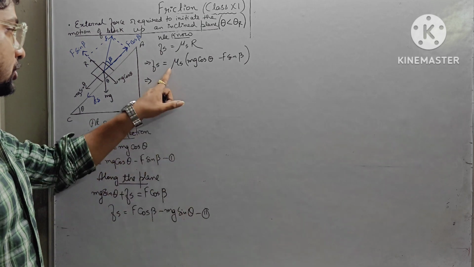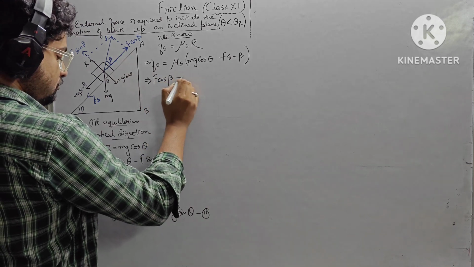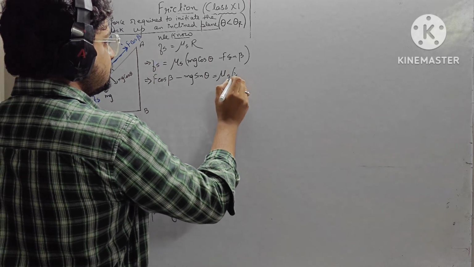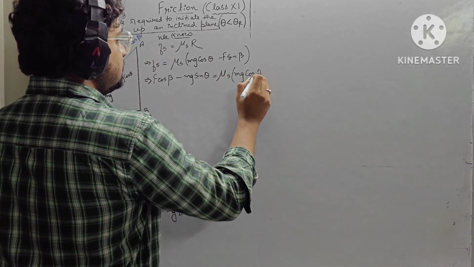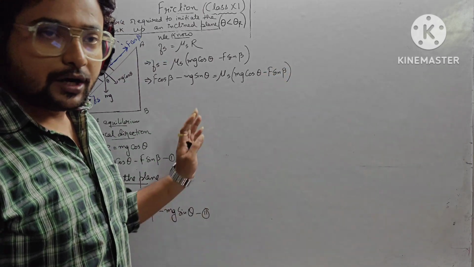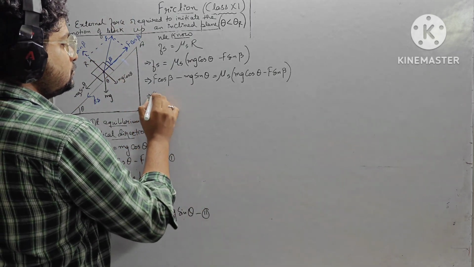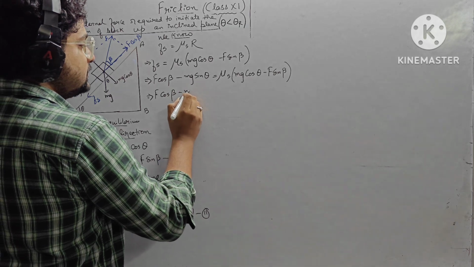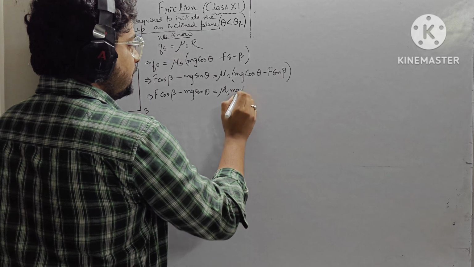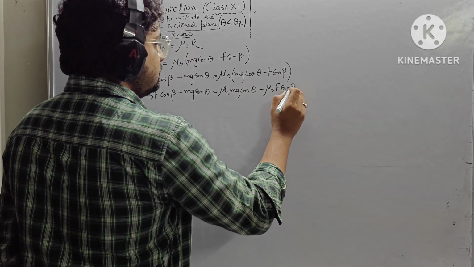Okay. Again we can use equation 2 also, put the value of fs over here. So f cos beta minus mg sin theta is equals to mu s mg cos theta minus f sin beta. So the equations are now arranged. So now I can just easily solve and find out the value of f. Okay. So f cos beta minus mg sin theta is equals to mu s mg cos theta minus mu s f sin beta.